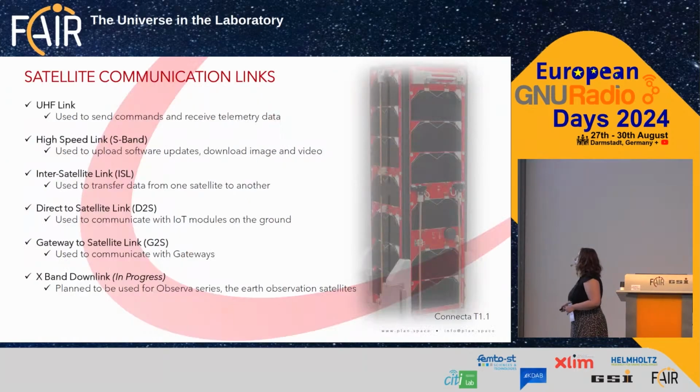Let me talk a little bit about our communication links. We have 6 links in total. The UHF link is the main lifeline of a satellite. You send commands there, you get vital information from there. The high-speed link is vital too. You can send software updates and you can download images, videos, huge chunks of IoT data.